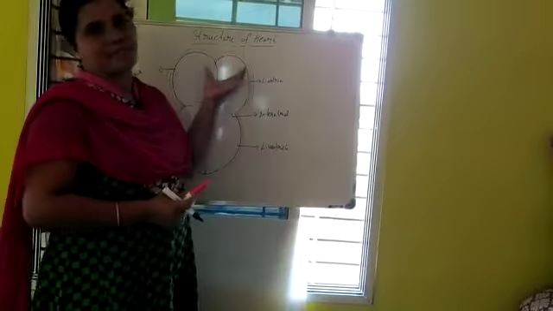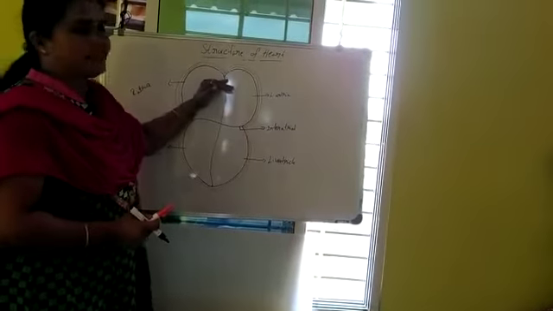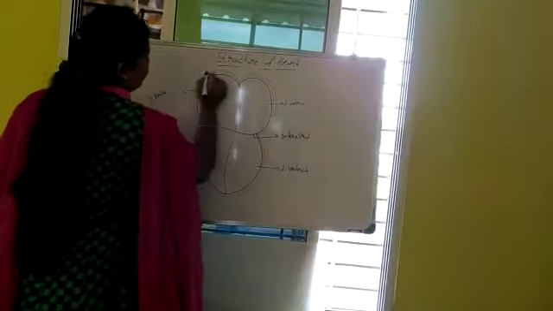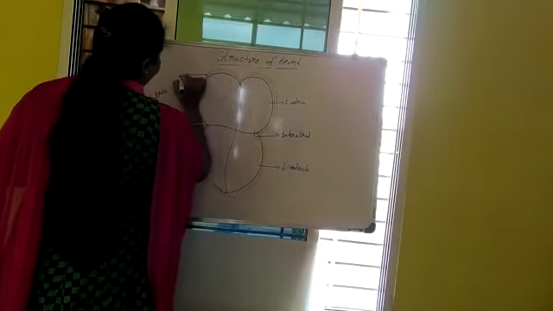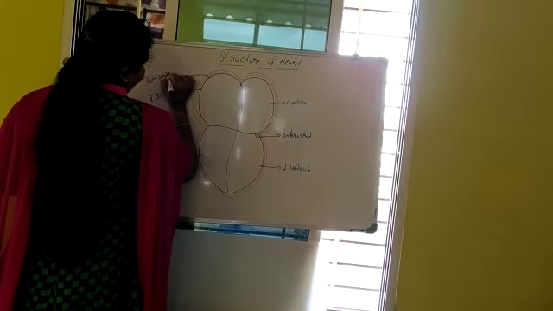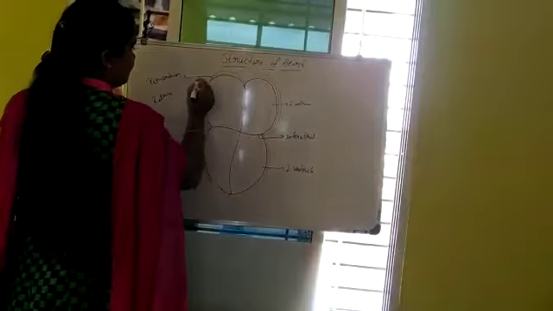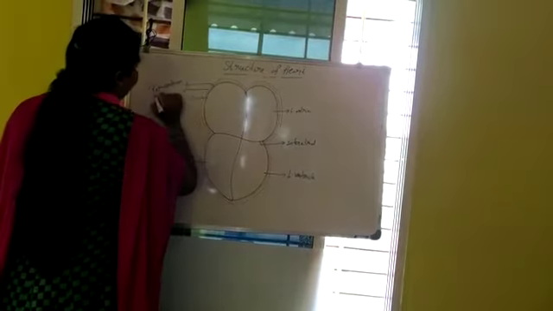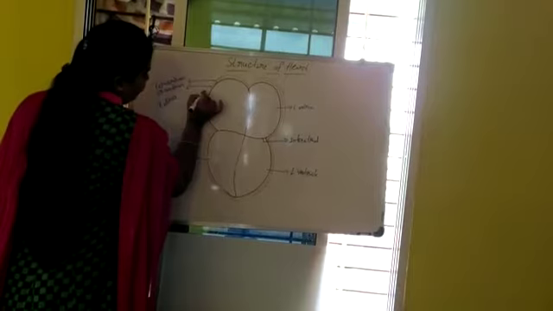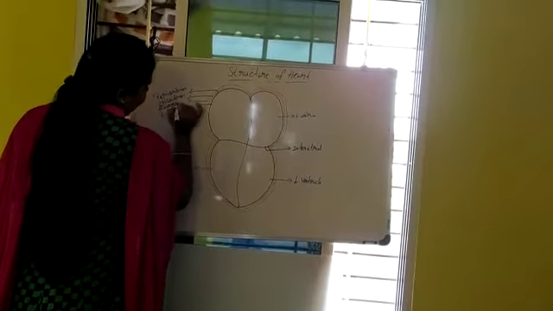Next topic is structure of heart. The heart is covered with a double outer layer we can call the pericardium. So this is the pericardium. The pericardium has two membranes: the inner membrane we can call the epicardium, and the outer membrane we can call the fibrous membrane.